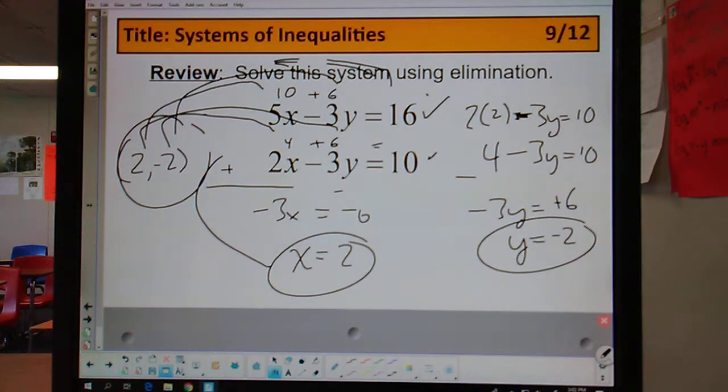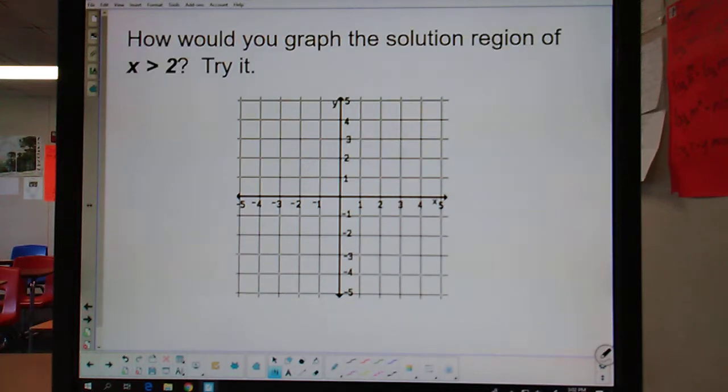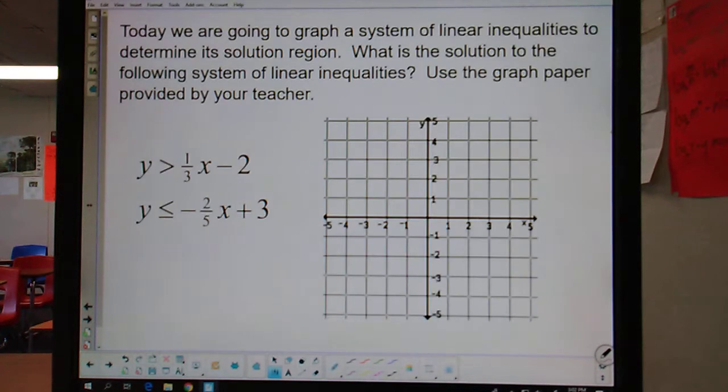All right, a system of inequalities is similar, except that in this case you have two inequalities to graph. So today we're going to be graphing a system of linear inequalities to determine its solution region. What is the solution to the following system? Well, start by going down to -2, just like you would graph any equation. The slope is 1/3, so up 1/3.